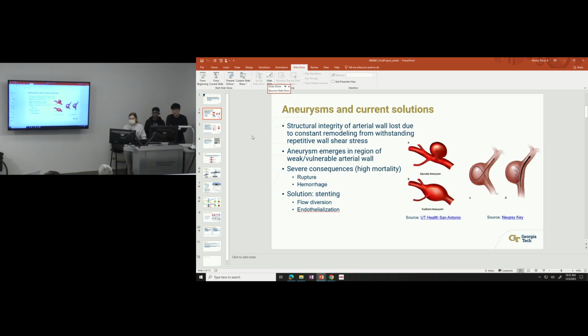And one solution to this is stenting that you can see here on the right. And this allows for some flow diversion to direct it away from the aneurysm and through the artery in the direction in which it's supposed to go. And the stent itself develops endothelial tissue around it over time, which then again improves that flow diversion over time.